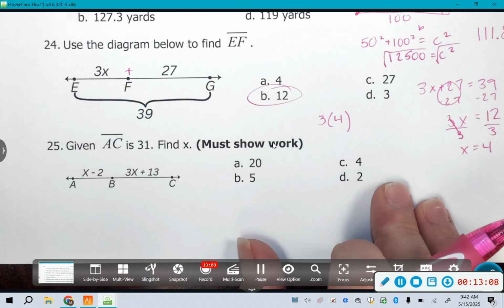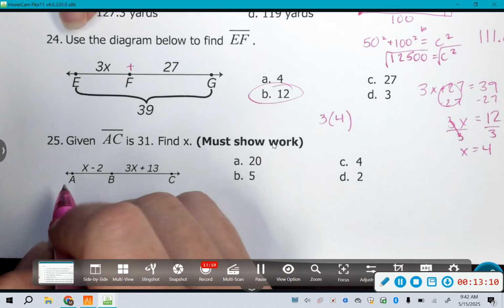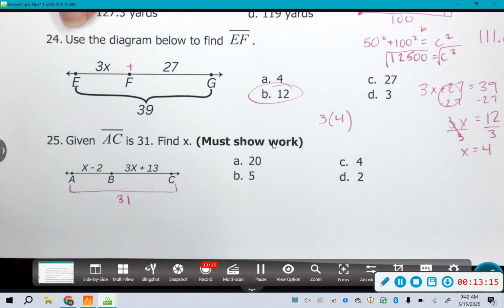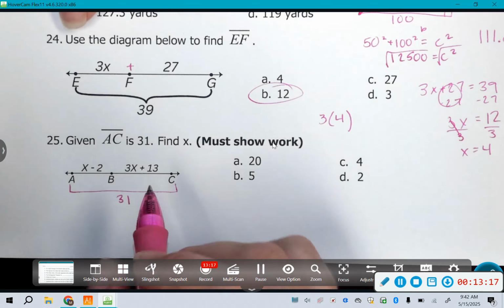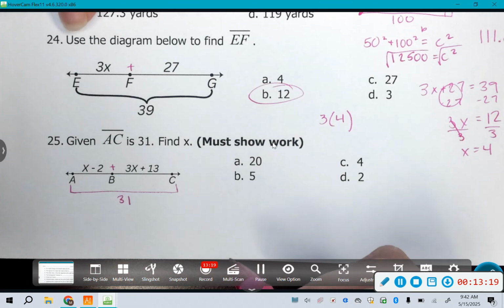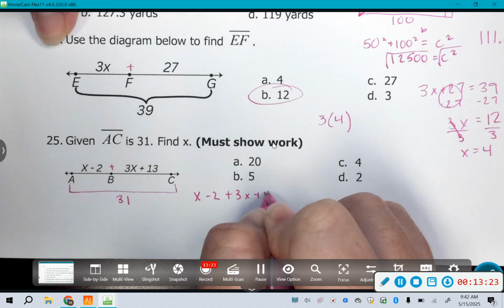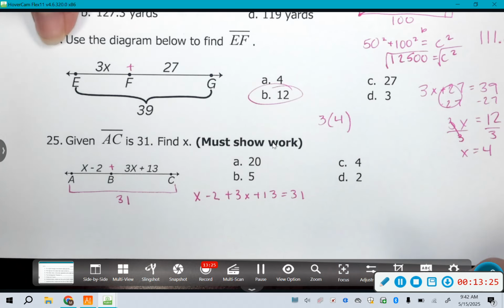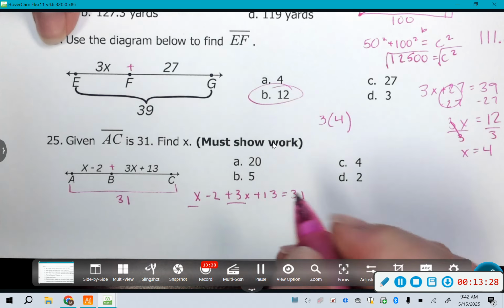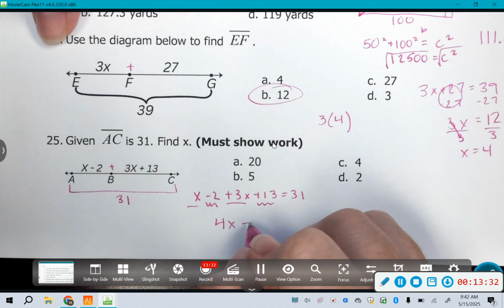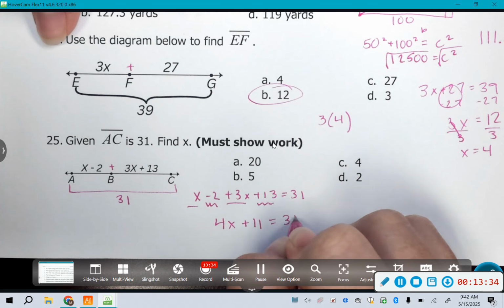Okay, look at number 25. Given AC is 31, so remember A to C is 31, so it's a lot like that one. Find x. So we know that this plus this equals 31. So we're going to combine our like terms. So x plus 3x is 4x. Negative 2 plus 13 is positive 11.